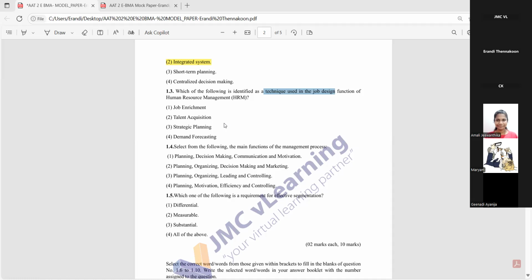And there's another technique called job enlargement. Here we are focusing on increasing the number of duties and the scope of the job. The job is there, but we are focusing on how we are going to increase the number of duties related to this specific job, or the scope. That is job enlargement. And there's another technique called job enrichment, which is the process of empowering and increasing the depth of the job.